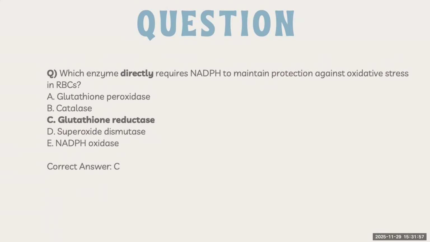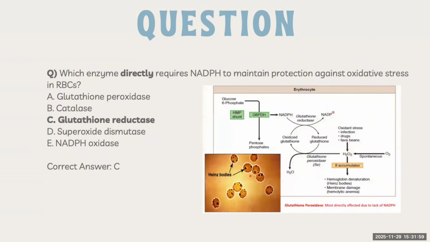Yes, it is C. Over here it says which enzyme directly requires. If it was indirectly, the answer could have been glutathione peroxidase. So it says directly. We know that NADPH is needed directly by glutathione reductase for the conversion of the oxidized form of glutathione into the reduced form. Hence the enzyme that directly requires NADPH is glutathione reductase. All right, let's continue.